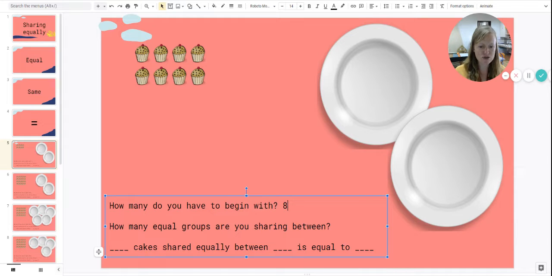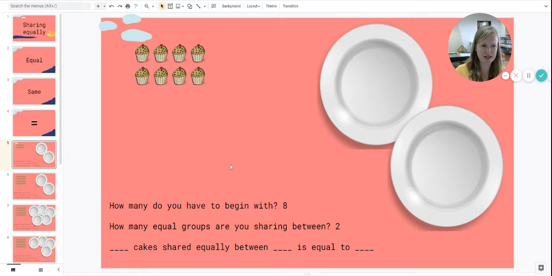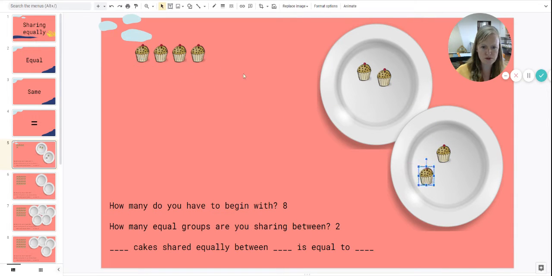How many equal groups are we sharing between? How many plates are there? There are 2, aren't there? That means 2 people are going to get to eat these cupcakes. All right, so now we're going to need to share these cupcakes. Will we be very systematic and do it one by one to begin with? Let's do that. 1 for you, 1 for you, 1 for you, and so on, until all 8 are shared.